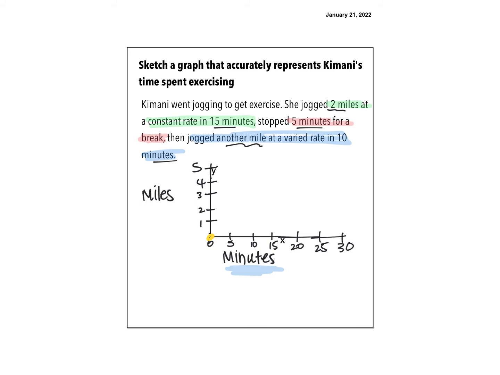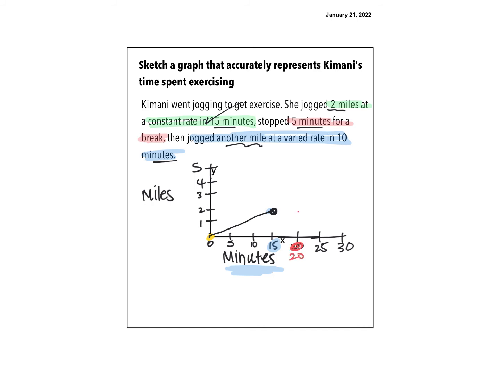So that means I need to go over to my 15 minutes of time. So I'm going to try to highlight this for you guys. So I got to get over to here, 15 minutes, and she's got to get up to 2 miles. Okay, so 15 minutes to jog 2 miles, and she's going at a constant rate, so that's a straight line. Okay, so there I did that first part. Now it says she stopped for a 5-minute break. So, you know, that took her 15 minutes. Another 5 minutes from there would get her to 20.